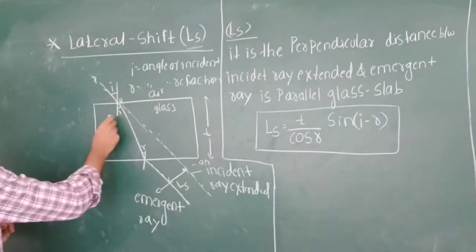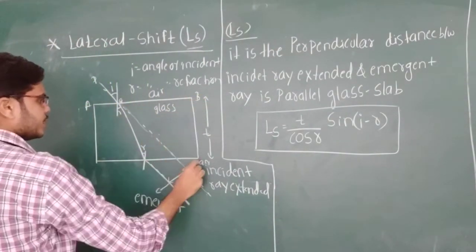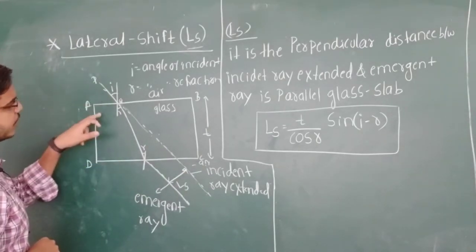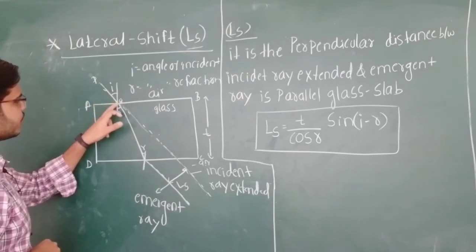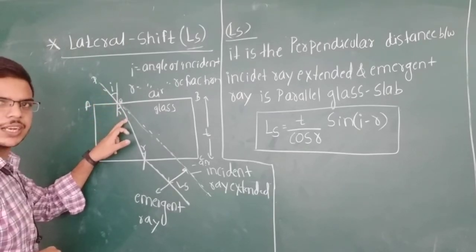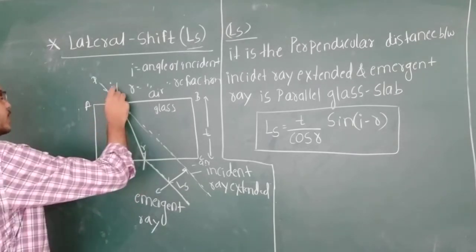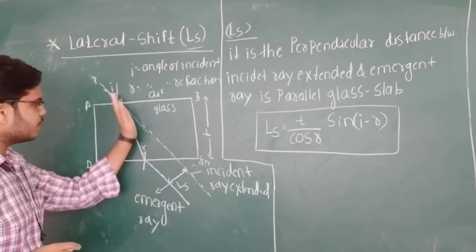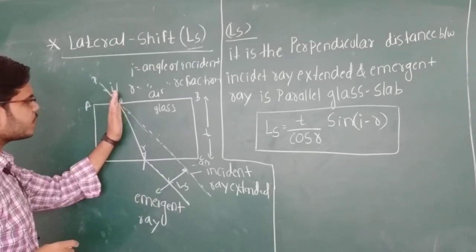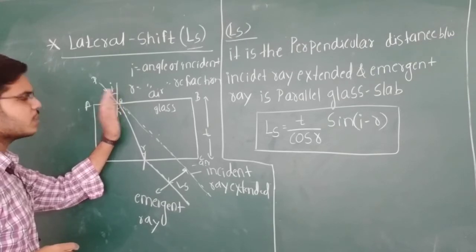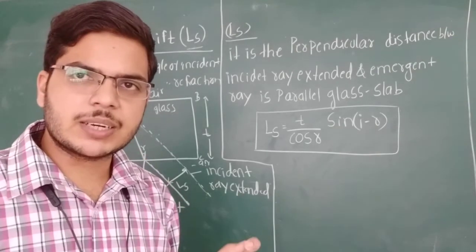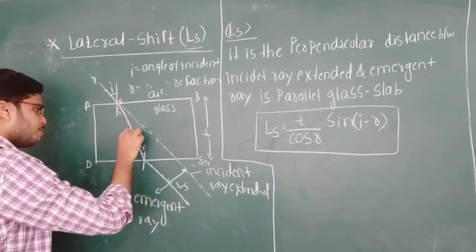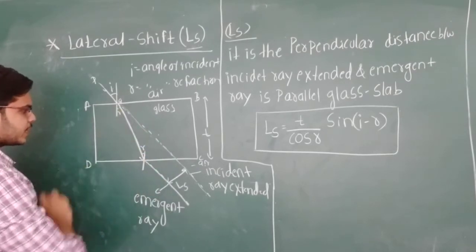Now, take this as AB and this as CD. When it comes to the AB surface, from rarer to denser medium, the ray of light will be bending towards the normal. Is it clear? Let I be the angle of incidence and R be the angle of refraction. Here the angle of refraction is less because it is bending towards the normal, as it is moving from rarer medium to denser medium. And this ray is continuing in the parallel sided glass slab. It is moving inside the glass slab.